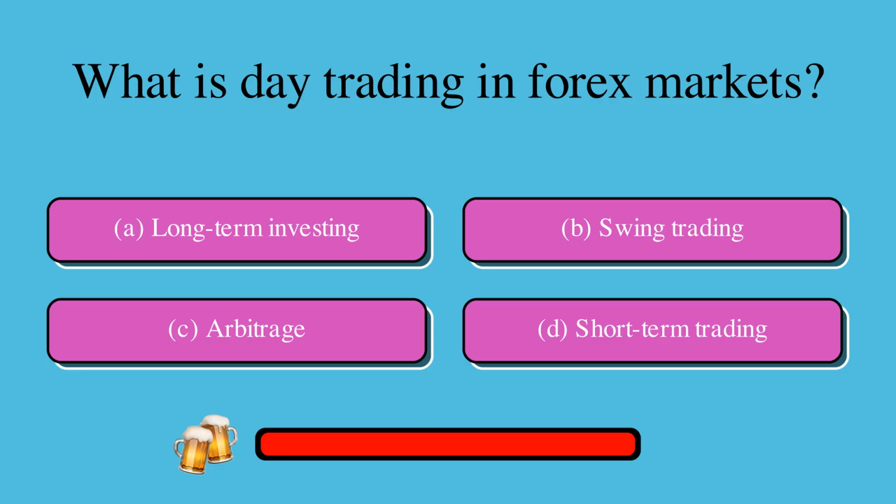What is day trading in Forex markets? Is it A, long-term investing, B, swing trading, C, arbitrage, or D, short-term trading? The correct answer is D, short-term trading.